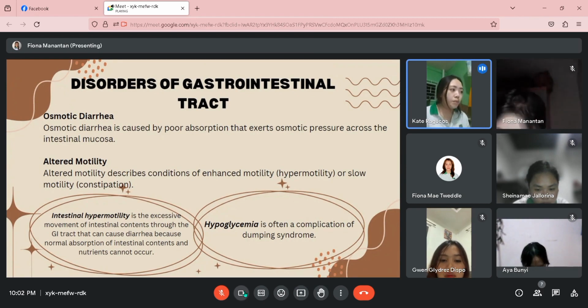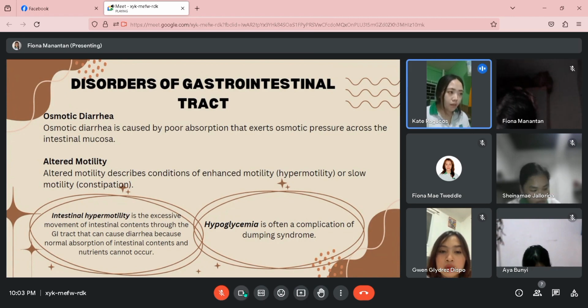Intestinal hypermotility is the excessive movement of the intestinal contents through the GI tract that can cause diarrhea because normal absorption of intestinal contents and nutrients cannot occur. It can be caused by enteritis, the use of parasympathetic drugs, or with complications of malabsorption.